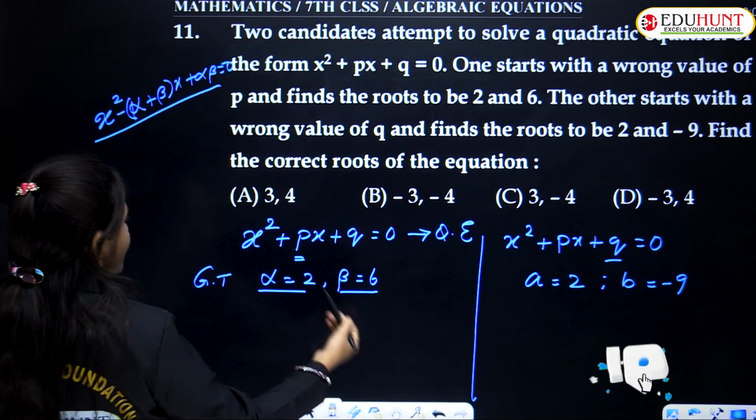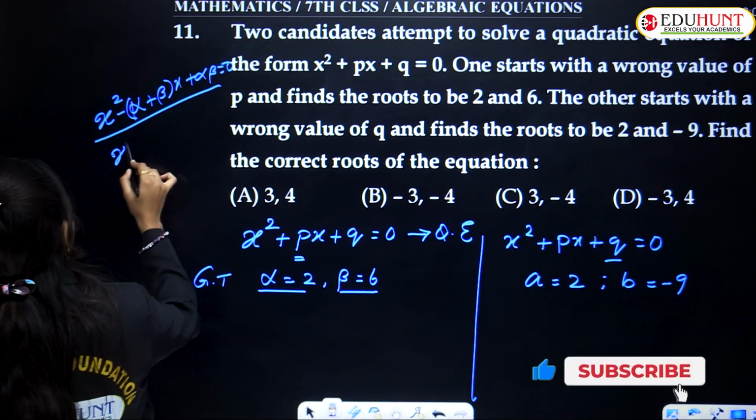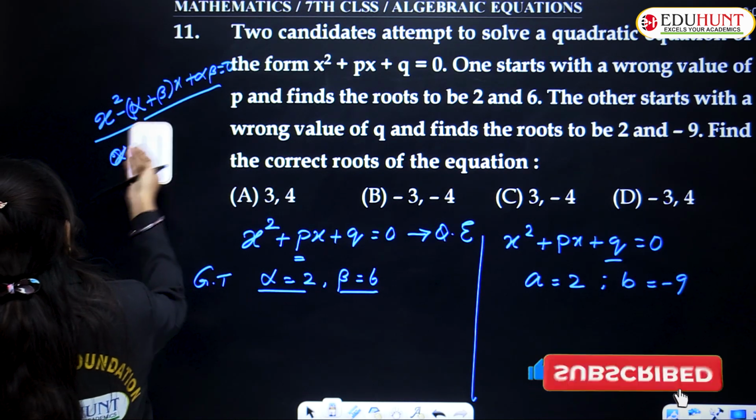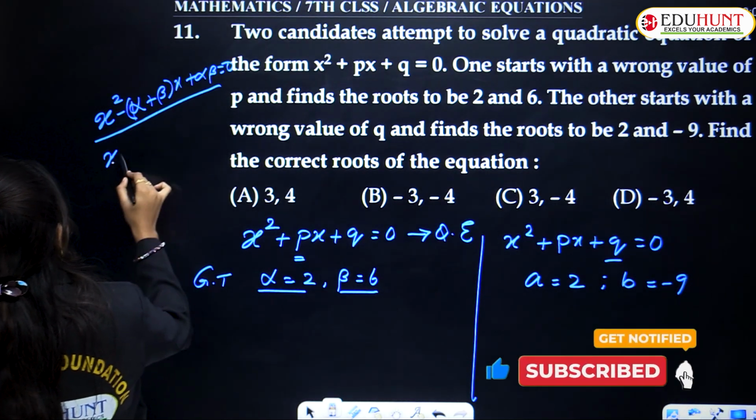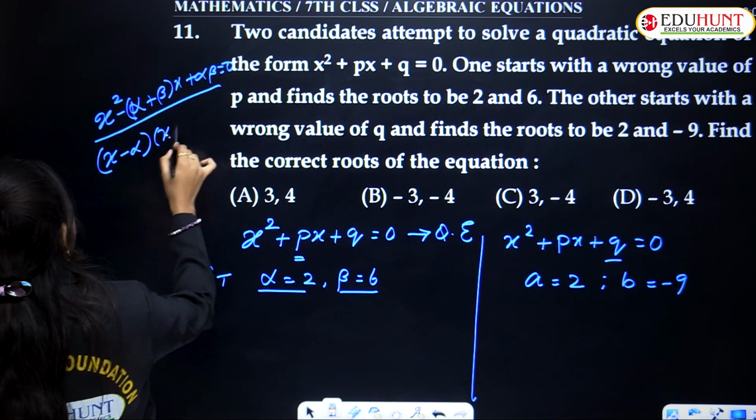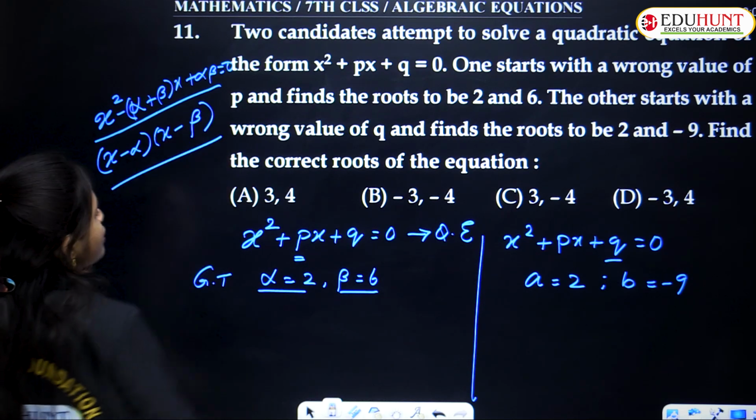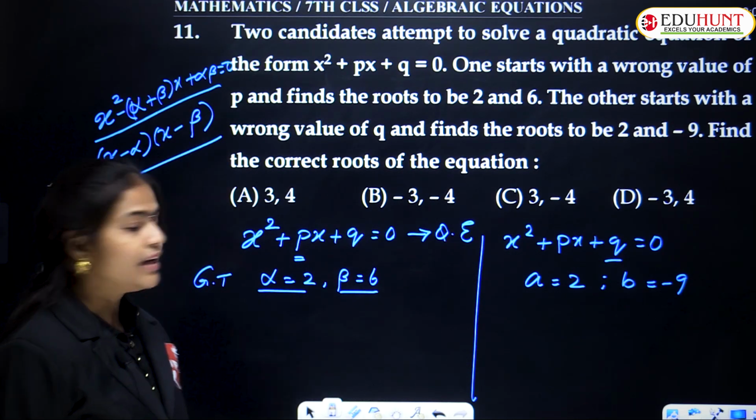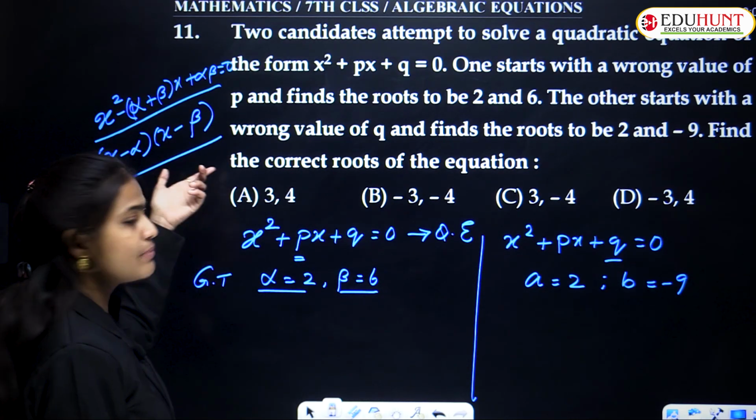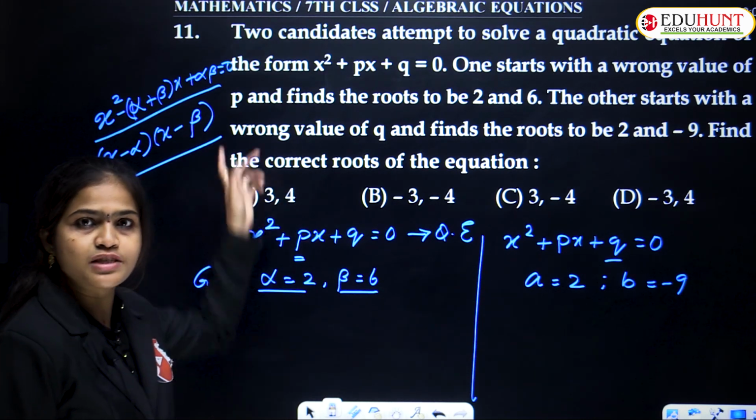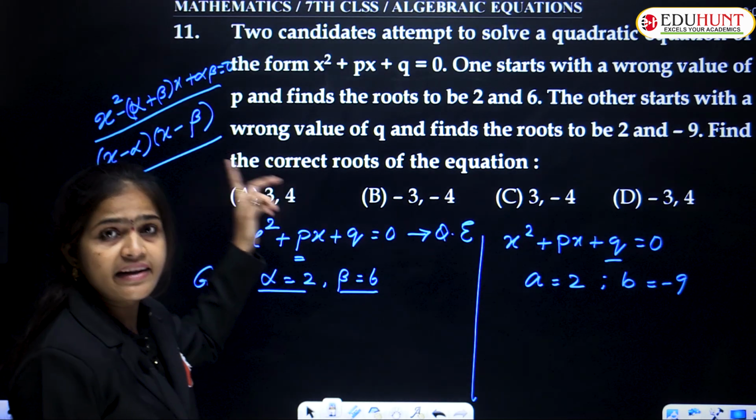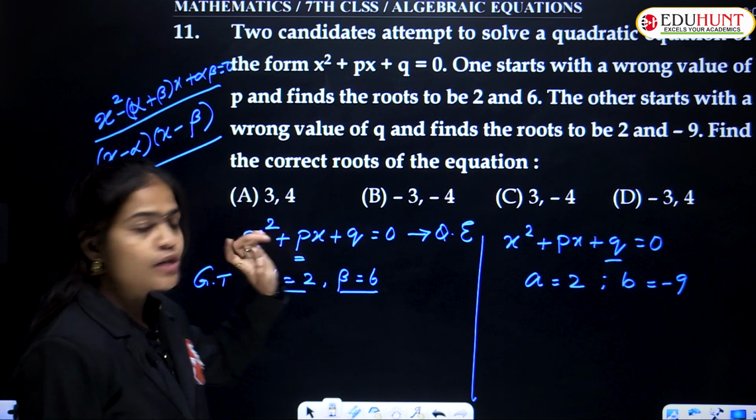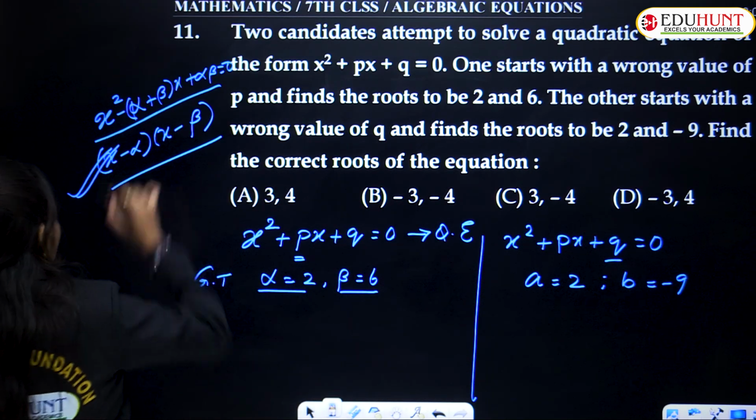In this manner also we can simplify this, or the x minus alpha into x minus beta form, we can simplify that also. Why? Because a positive value is there, no? So in this manner also we can find that equation. These two we already discussed at the time of the concept. So here I am going to take the second one.